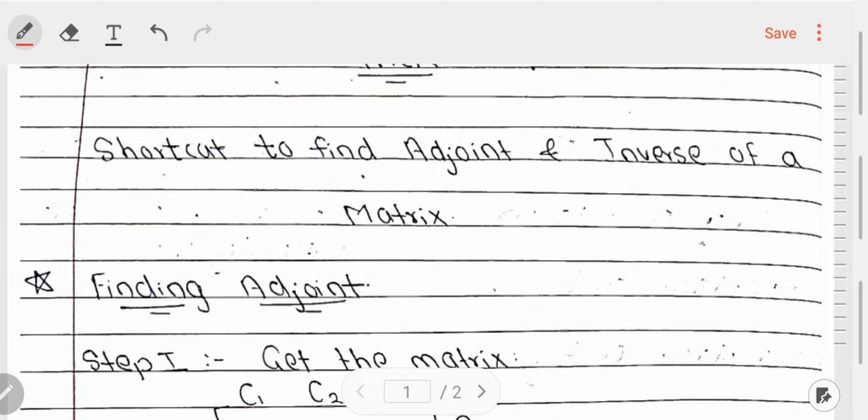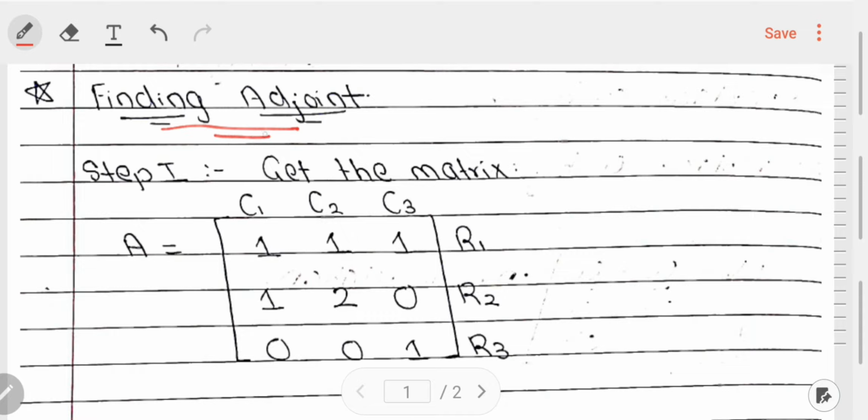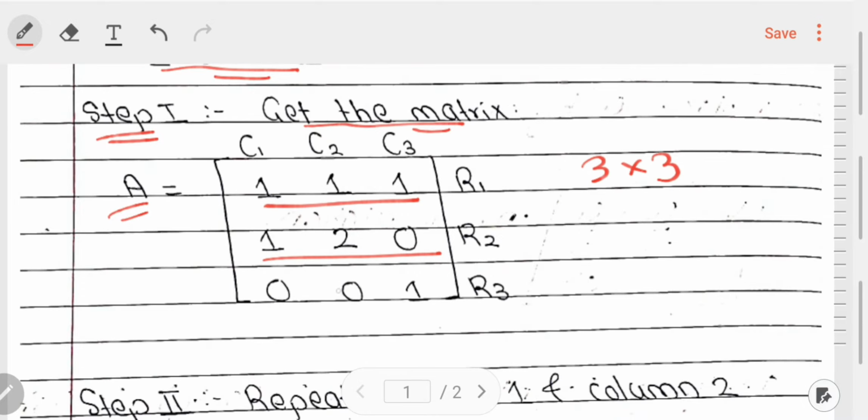Hello. Today's lecture is about a shortcut method to find the adjoint and inverse of a matrix. So let us start. Firstly, finding the adjoint. Step one is to get the matrix. Here we have taken the matrix A, a 3 cross 3 matrix, where the entries are as follows. I'll read the entries row wise: 111, 120, and 001.